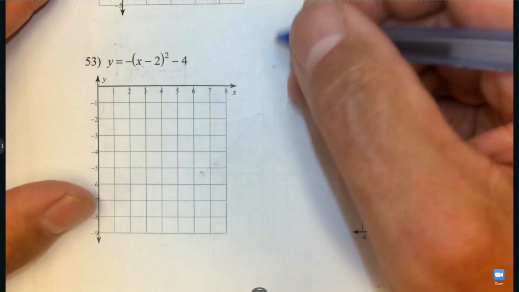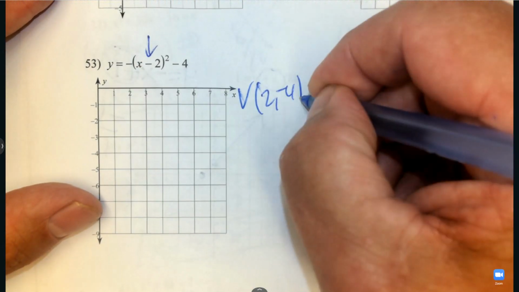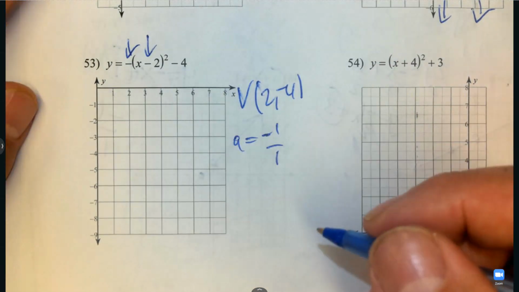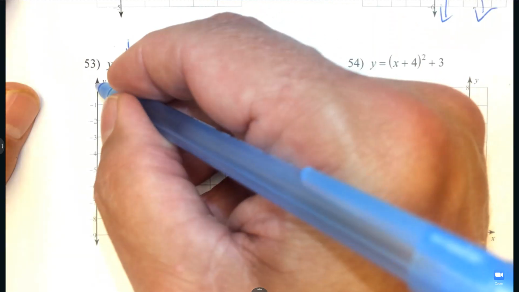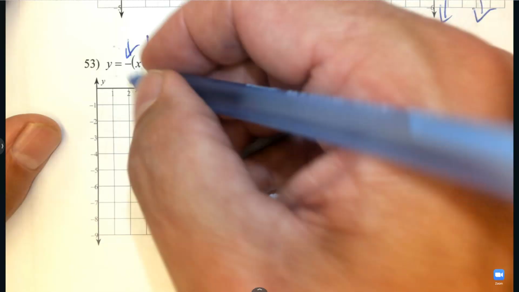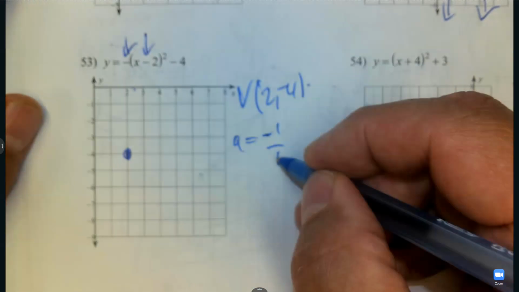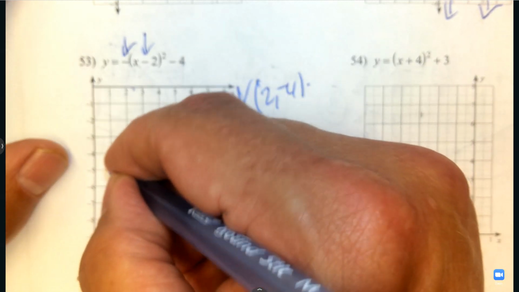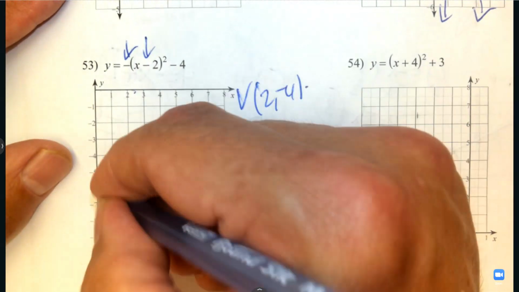53. The vertex, positive 2 and -4. The A that you don't see is -1, and I need a top number and a bottom number. So I start here at 0, 0, go 2 to the right and 4 down. And this tells me go 1 down and then to the right 1, 1 down and to the left 1, and then draw your parabola.